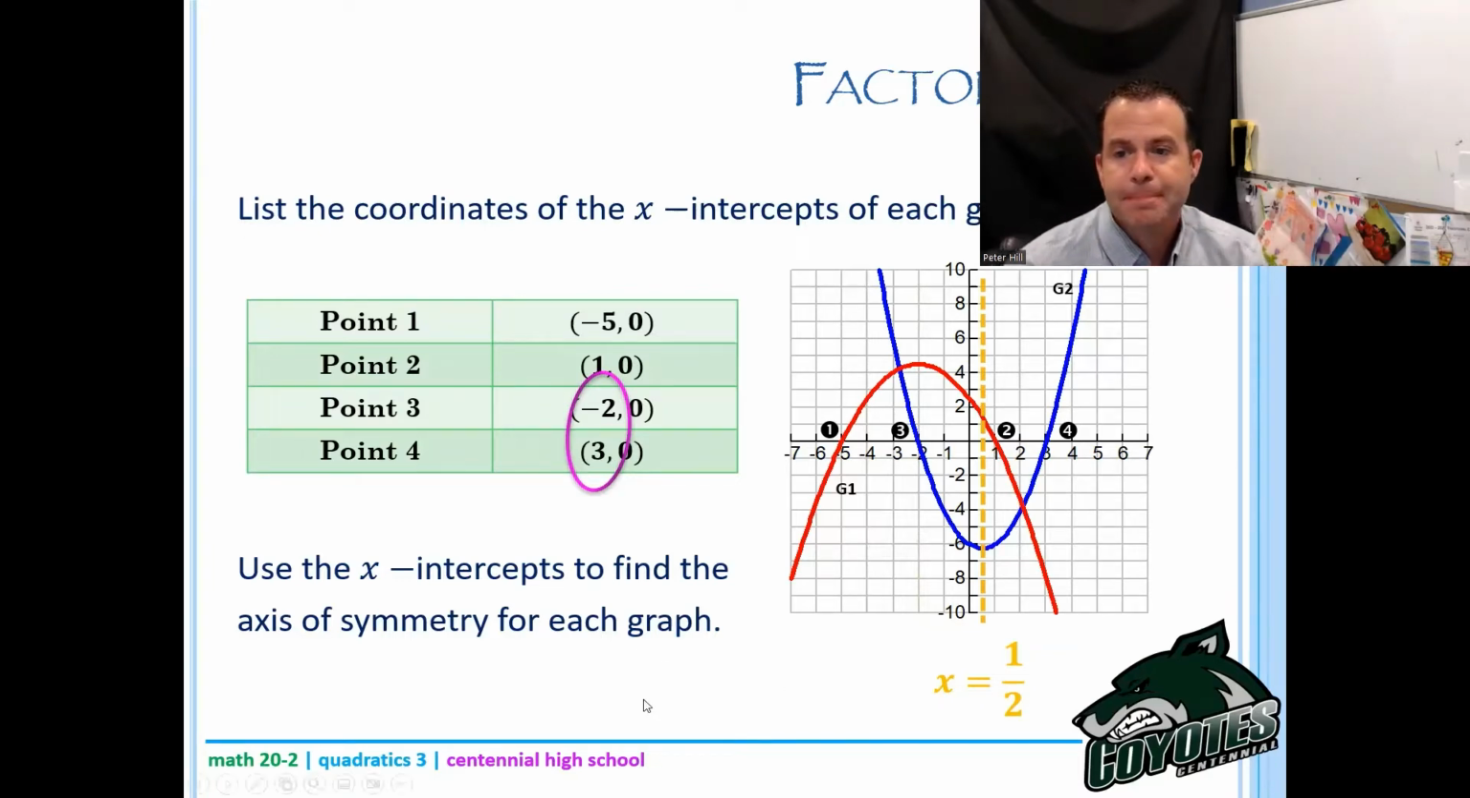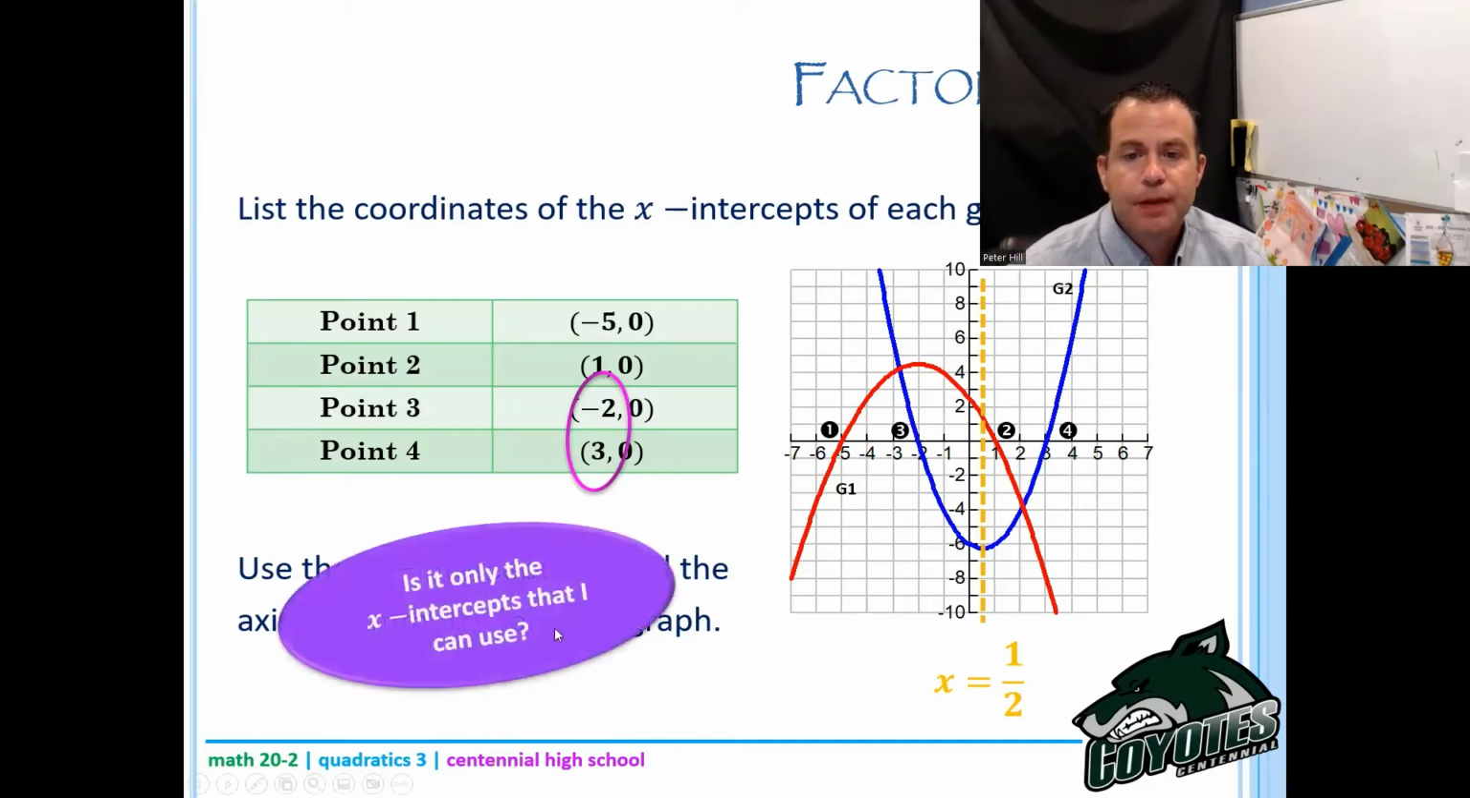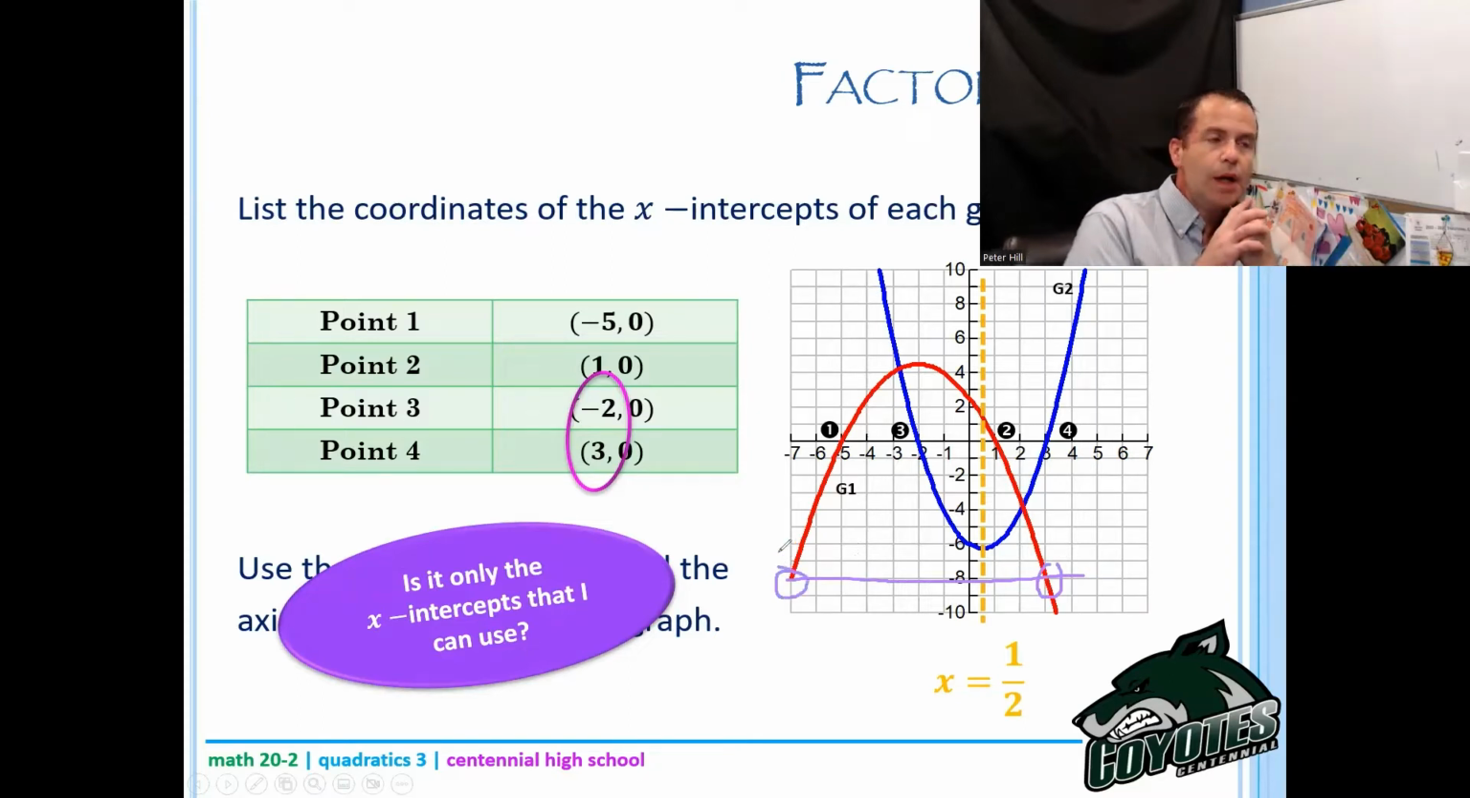Okay? Good stuff. So, is it only the x-intercepts that I can use? And that's actually an interesting statement. No, it's not just the x-intercepts. It's actually anywhere where it's the same horizontal piece. So if I took a look at this for a sec, this horizontal line here, I could take this point and this point. As long as they're on the same horizontal line, because these guys are symmetrical, the average will take me right back to the axis of symmetry.